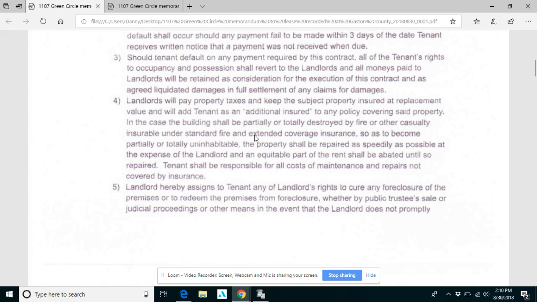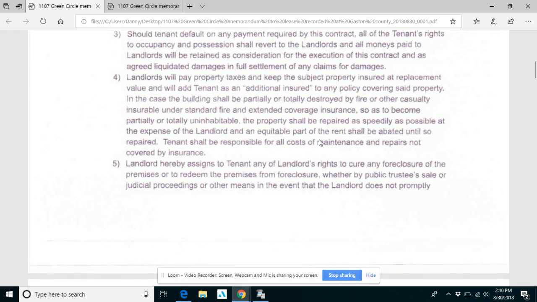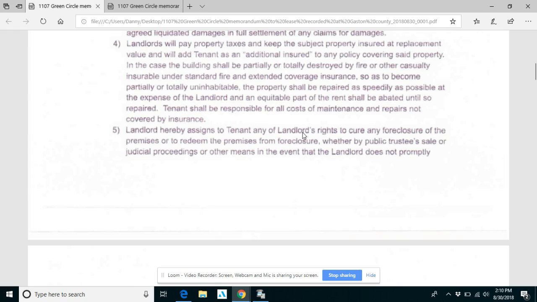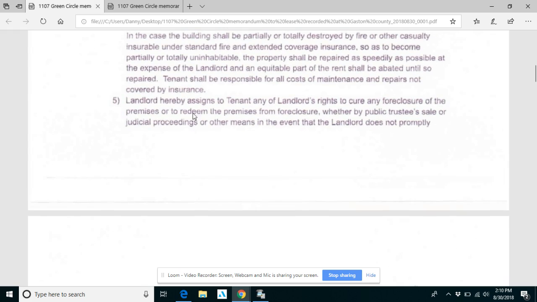The responsibility for the landlord is to pay the property taxes and to pay for the insurance, and then add the tenant on as an additional insured to the policy. And then it says the tenant shall be responsible for all costs of maintenance and repairs not covered by insurance. So this is something you wouldn't see in a typical residential lease anyway. It's more common on the commercial side. But that means that I can't call the landlord if I have a problem. That's on me. So I'm the tenant and I've got to fix it. Anything except what's covered by insurance.